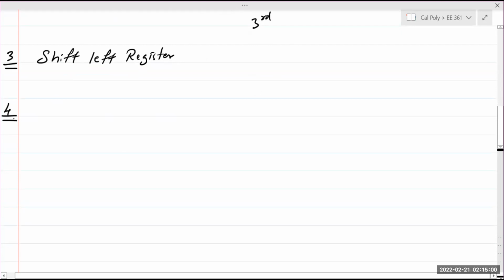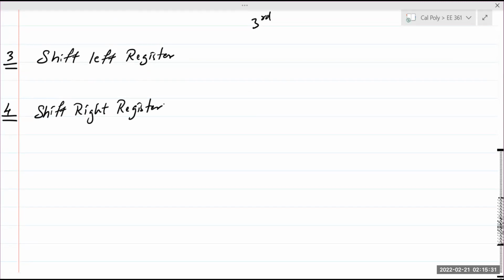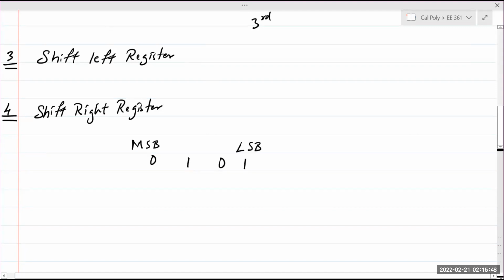Question 4 is again a shift right register. But the least significant bit is connected to the serial input. So what do we have? We have 0, 1, 0, 1. This is the least significant bit. What is going to happen is shifting towards the right with every clock pulse, and the least significant bit goes into the most significant bit.